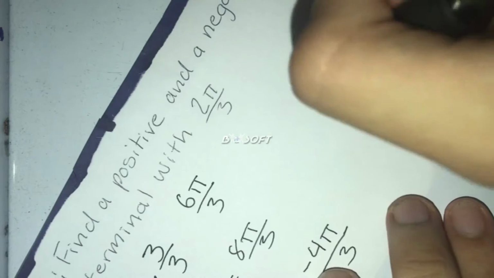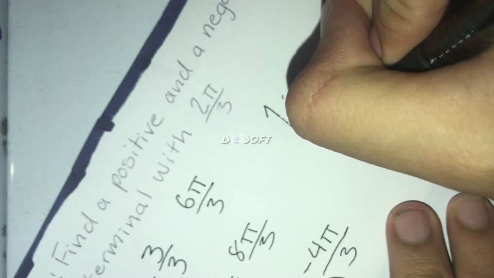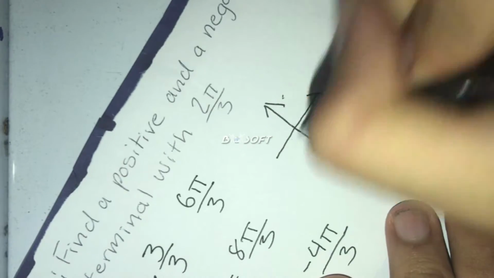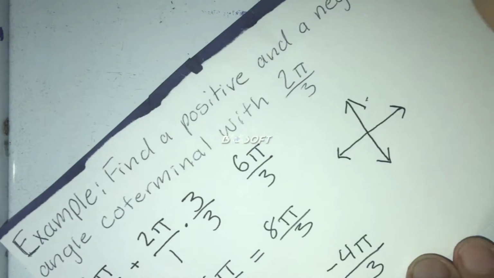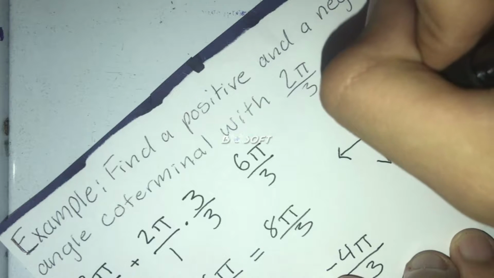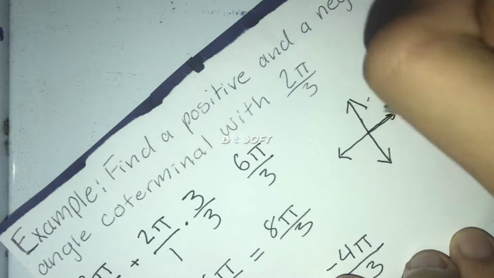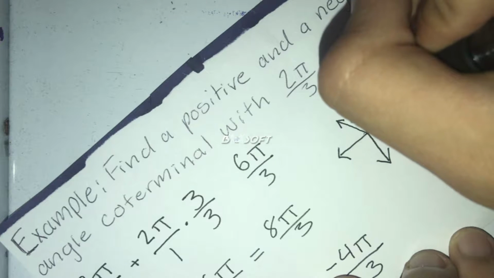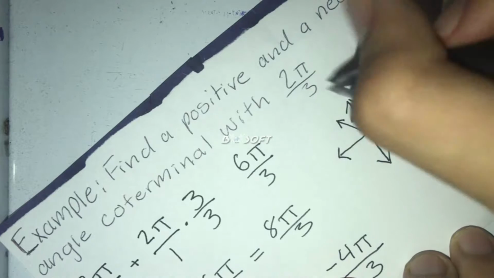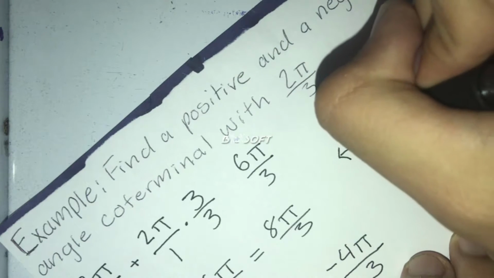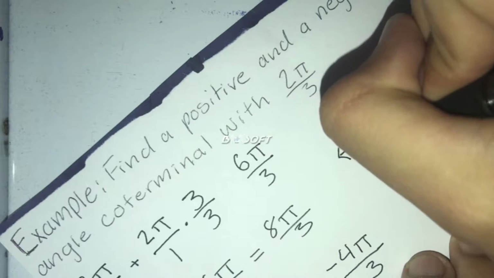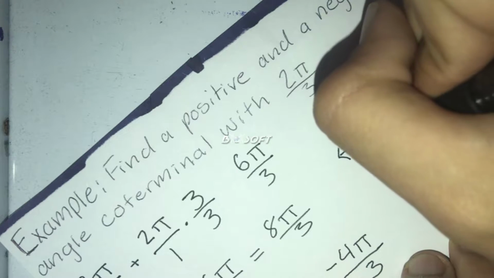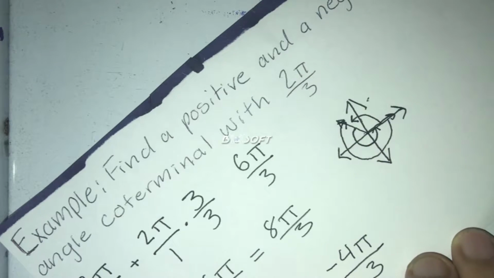So similar to the last one, this angle would be around this. So this would be the angle. So to show our positive, we can do this, and negative, you can do this.